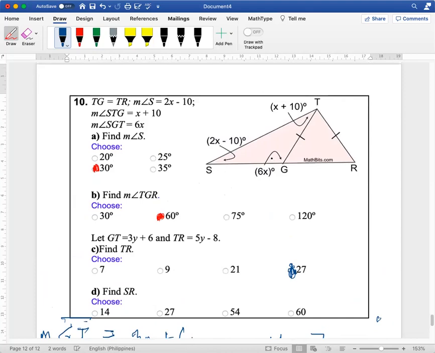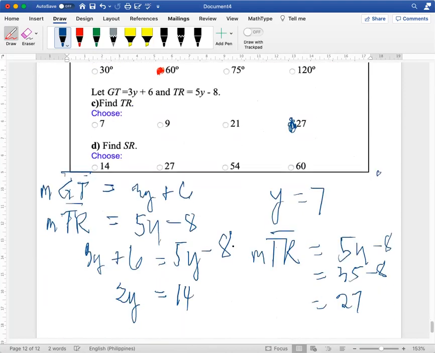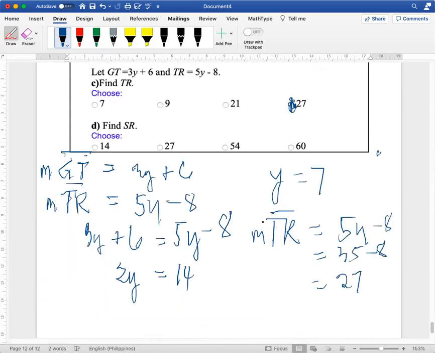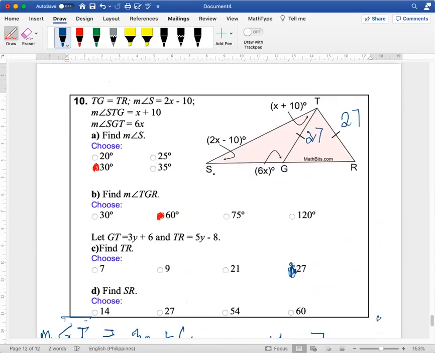SR here, SR. So if TR is 27, and this is also 27 since they're congruent, and also SR, we're looking for SR, right? Okay, SR, correct. So SR, this one. So we need to solve for this side, okay? So here, what we need to do is this.